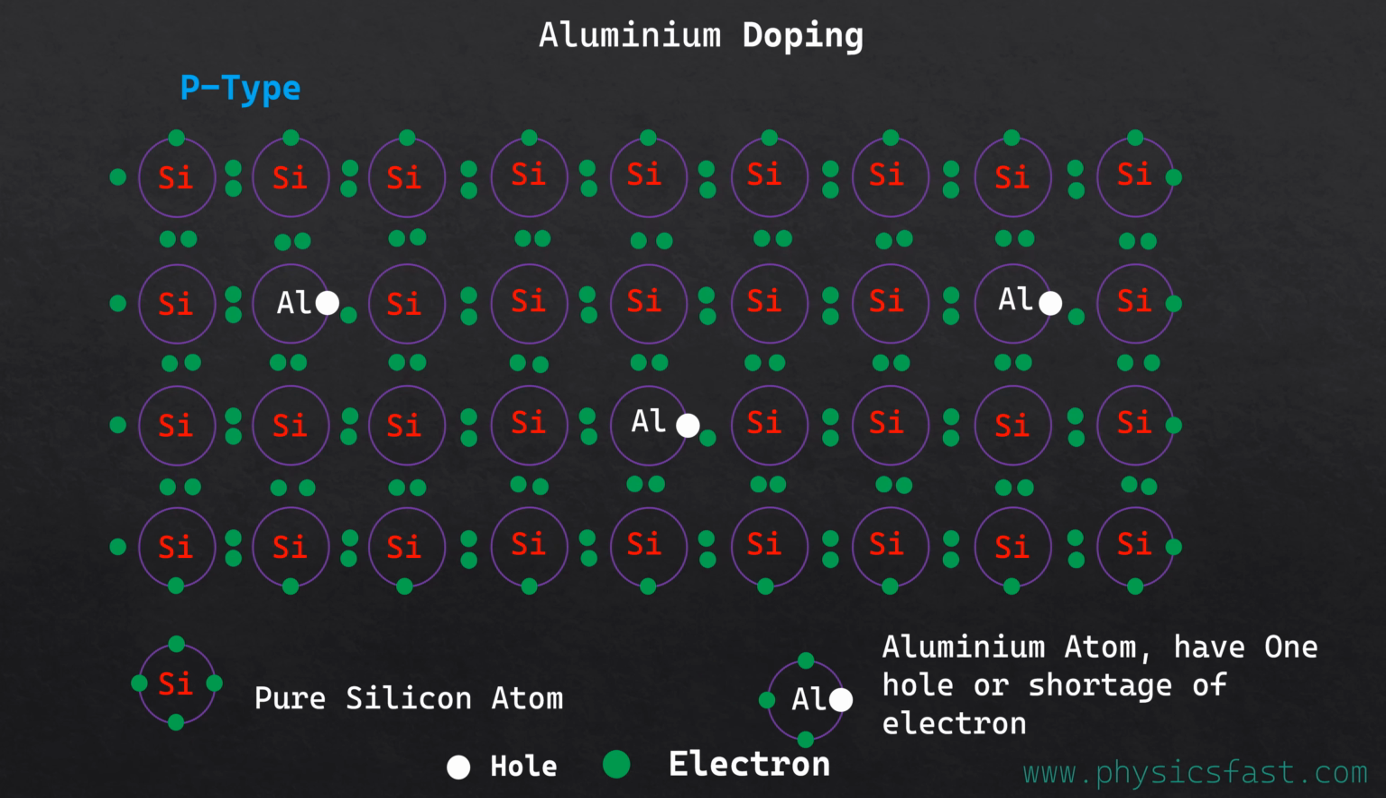Similarly, if we add a small amount of aluminum to pure silicon, then holes are created, because aluminum has 3 valence electrons. As silicon atoms share their electrons to get 8 electrons in the valence shell, for aluminum there is a shortage of electrons. So in this region extra holes are present. This type of material is called a P-type semiconductor.